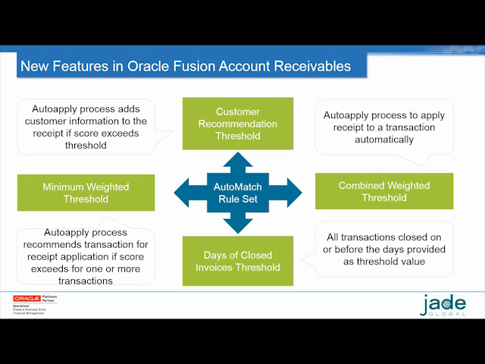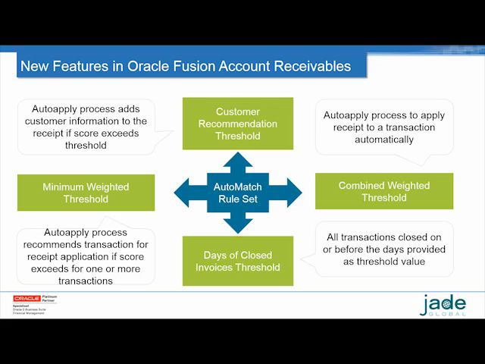The first one is customer recommendation threshold. This is a threshold defined in terms of percentage, where the auto apply process adds customer information to the receipt if the score exceeds the threshold value. The minimum weighted threshold is also defined in terms of percentage, where the auto apply process recommends the transaction for receipt application if the score exceeds it for one or more transactions.